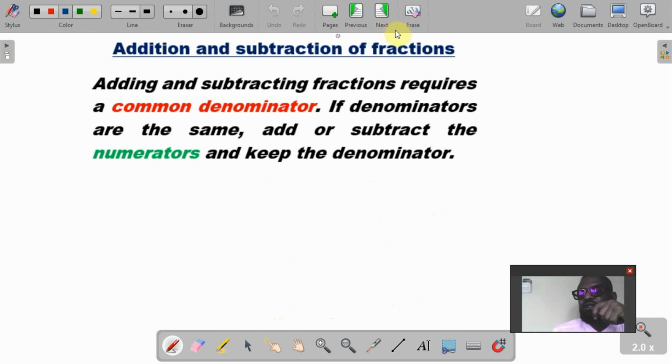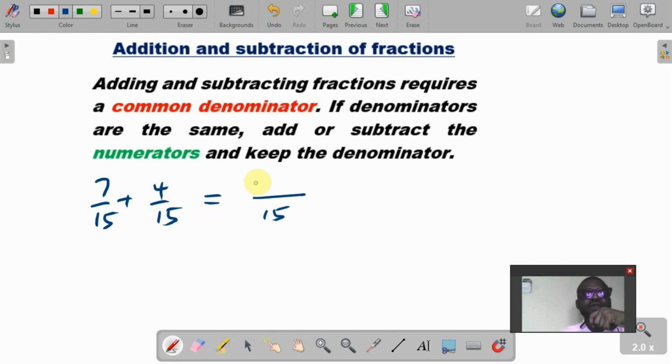Now, how do we add and subtract fractions? We must ensure that the denominators of the fractions you are adding or subtracting are the same. That is the only way we can add or subtract fractions. What do I mean? If I have 7 over 15 plus 4 over 15, the denominator must be the same, which is 15. Then I will now say 7 plus 4. This will give me 11 over 15. This is the only condition we can add.